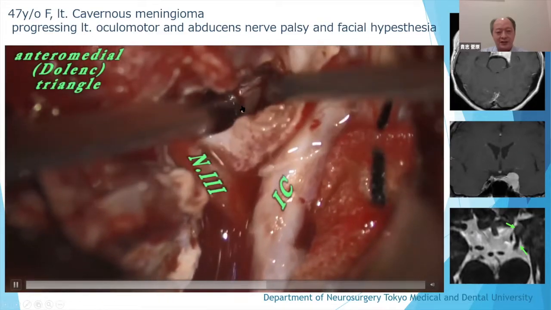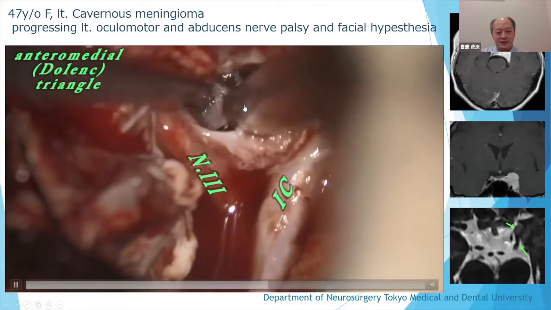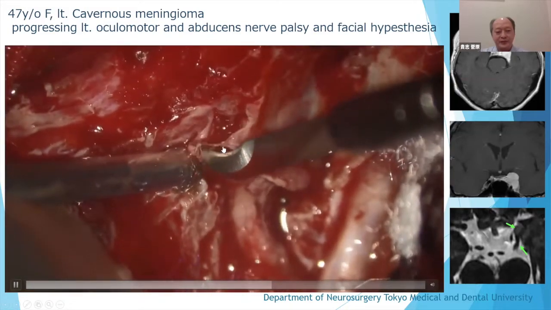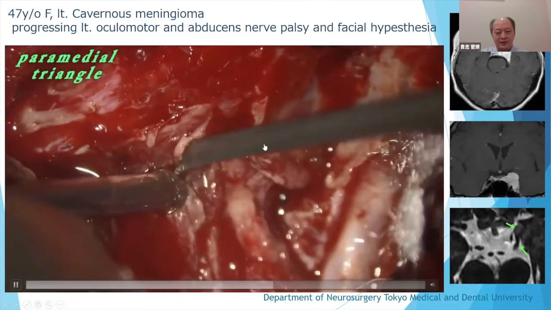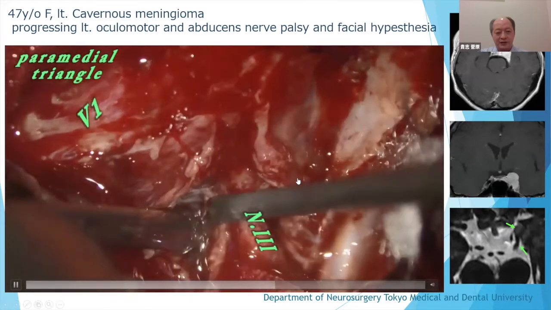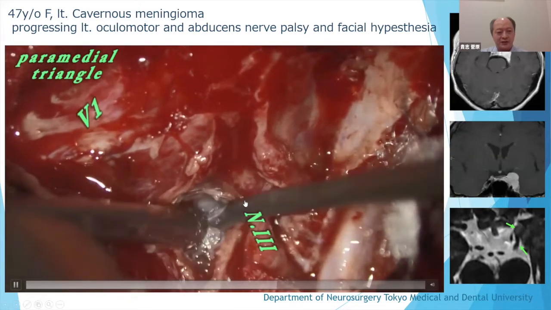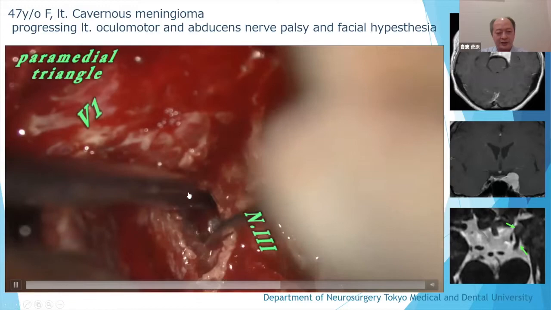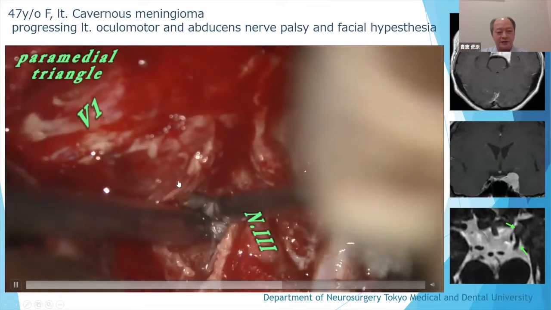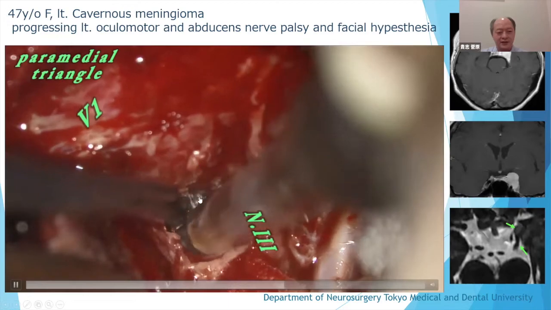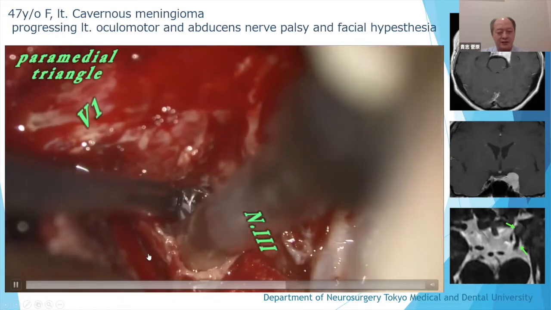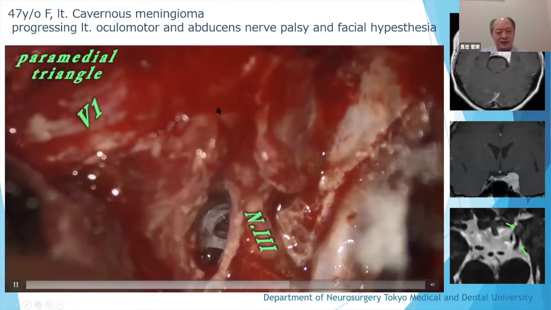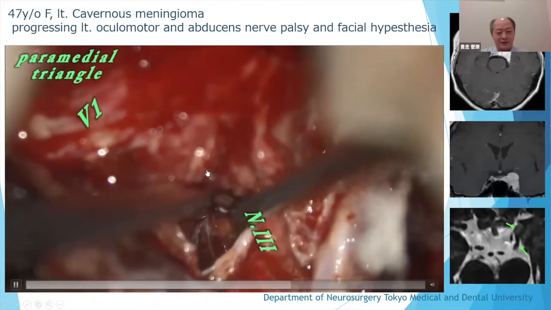And here is a relatively safe space, I mean, without the third nerve. And after decompression from the medial side, then I went to the paramedial triangle. This is a dura. But I couldn't find the fourth nerve in this case. Then maybe I think the fourth nerve must run this way, but I couldn't find it.